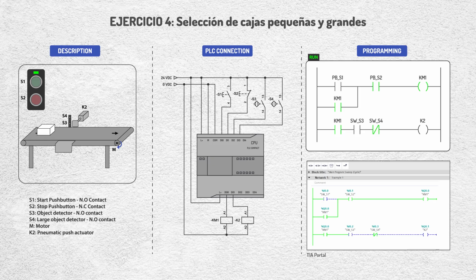In contrast, when a small box passes, only sensor S3 detects it. If the system is on, S3 is active, and S4 detects nothing, the PLC commands the cylinder to push the box to the side of the conveyor. Then the cylinder retracts and the process continues. Timers, counters, or other functions can be added to this logic, but we will cover those in later lessons.